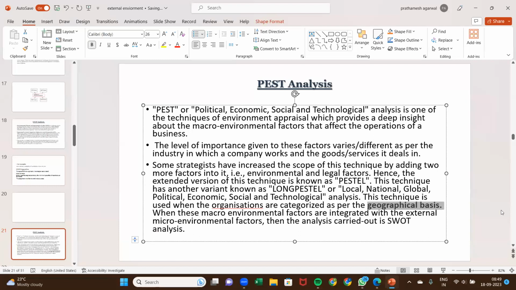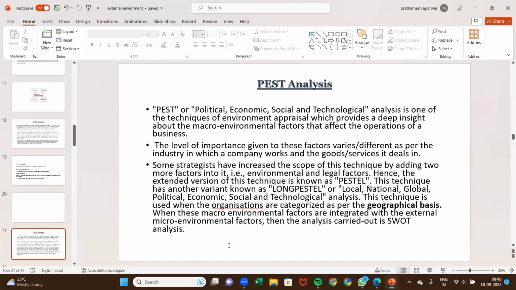Where is the base of the company? Whether it's in Asia, Africa, the North Pole, the South Pole, the American continent, or the Australian continent. When these micro environmental factors are integrated, meaning they come together, with the external micro environmental factors, then the analysis carried out is the SWOT analysis.